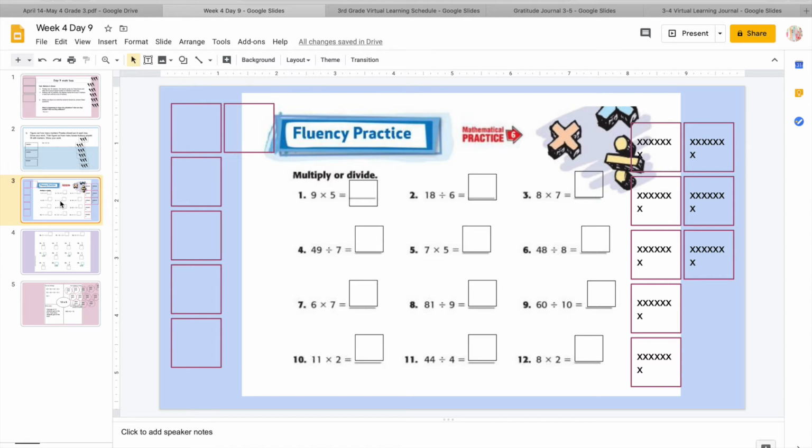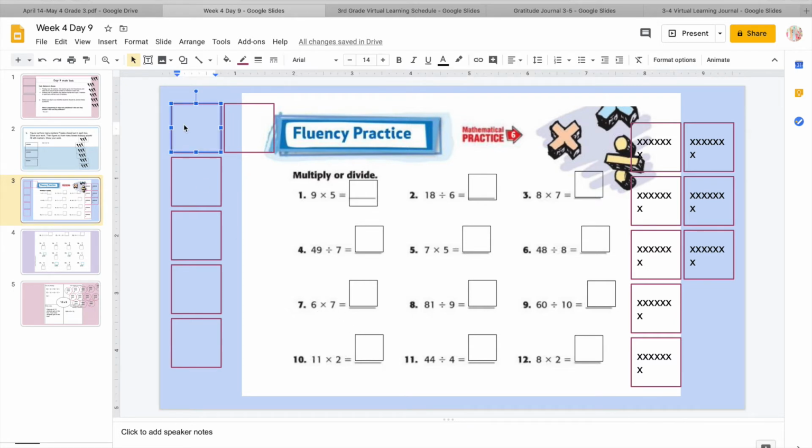You can use a multiplication chart for this. I will link on class tag a multiplication chart if you need one, as well as that anchor chart for how to solve multiplication and division. So what we're going to do is I have 1, 2, 3, 4, 5, 6 boxes over here. And I'm going to multiply 6 times 7. So inside of each box, I want to put 7 x's.